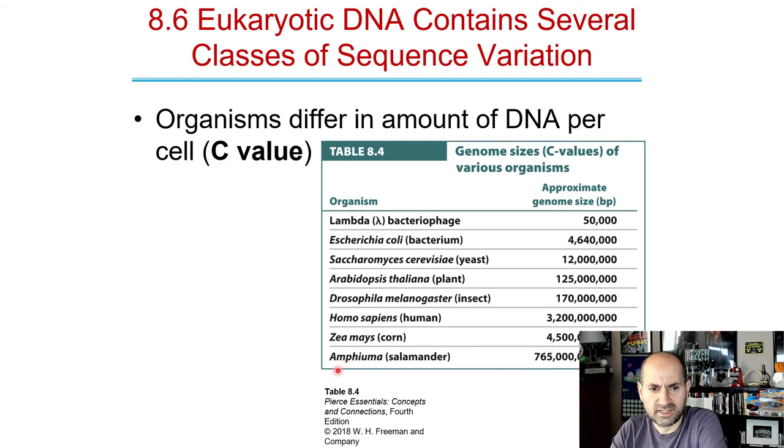And Amphiuma, the salamander of all things, has 765 billion, right? Zea mays was 4,500,000,000. I'm sorry. The corn was 4,500,000,000. The salamander, no way. I'm just saying this now. 765 billion nucleotides.